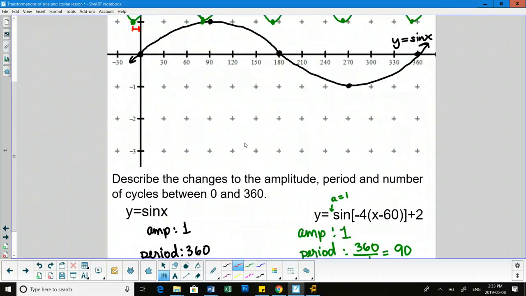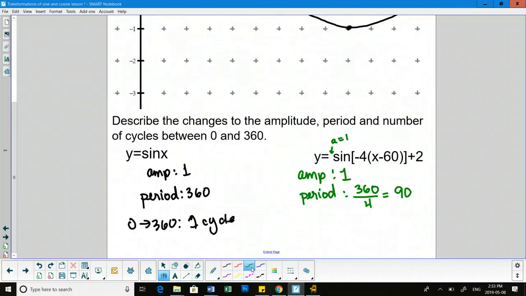Okay, and then how many cycles would fit between 0 and 360? 4, yep. Does the number of cycles that fit between 0 and 360 always have to be a full cycle? Does the k value always have to be a whole k value? No, it could be like 3.5. Yeah, it could be anything, right? It could be a half. So it's not necessarily a full number of cycles that will fit.